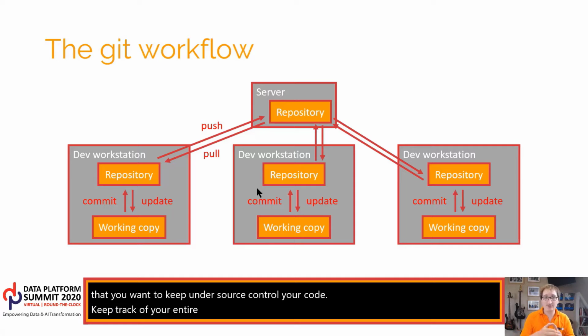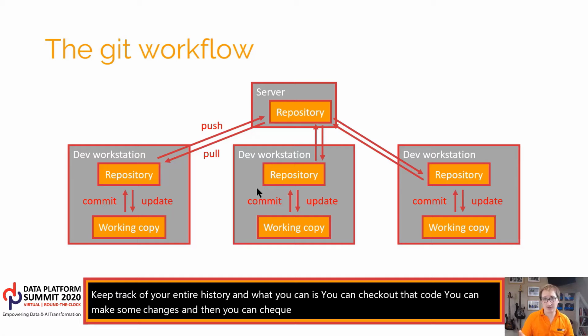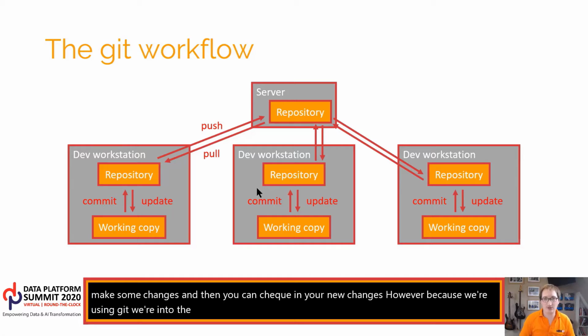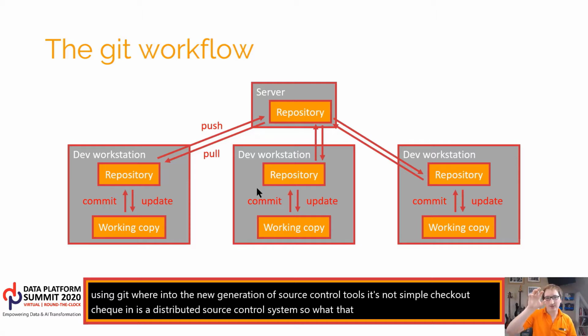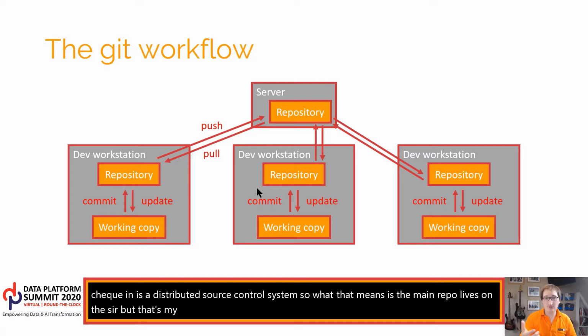And what you can do is you can check out that code, you can make some changes, and then you can check in your new changes. However, because we're using Git, we're into the new generation of source control tools. It's not a simple check out, check in. It's a distributed source control system. So what that means is the main repo lives on the server. That's my remote repo.